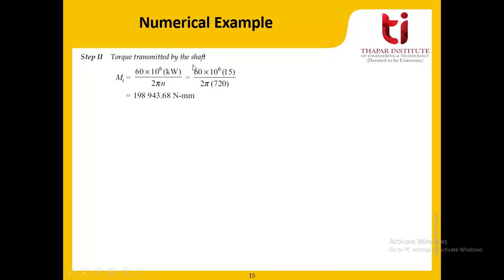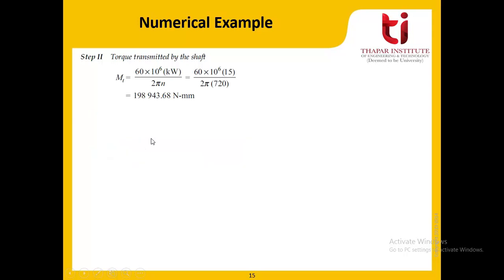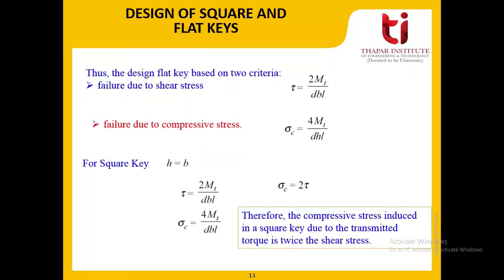So torque transmitted by that shaft, since we know the power capacity and the rpm, we can always calculate the MT. In our relations which we have derived, let us go back here. The stress equation for the design condition due to shear stress as well as design consideration due to compressive stress carries three parameters, D, H, L, D, B, L, but we can get only one, right? Because this is only one equation.